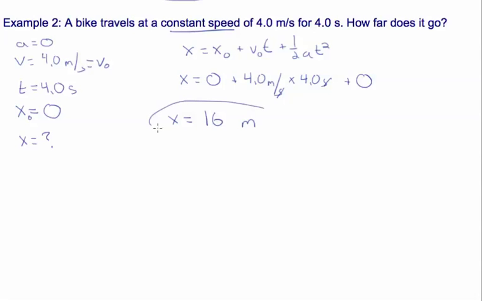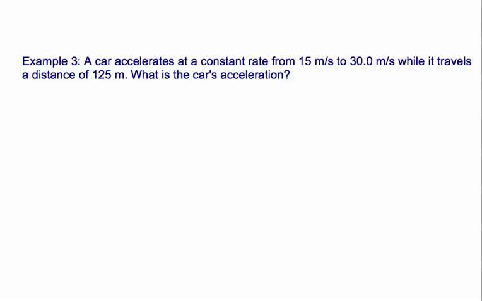Okay, in this example, we've got a car accelerating at a constant rate. That just means acceleration doesn't change. We don't deal with any problems with changing acceleration. So from 15 meters per second to 30 meters per second. So we have our v initial, our v naught, and our final velocity.